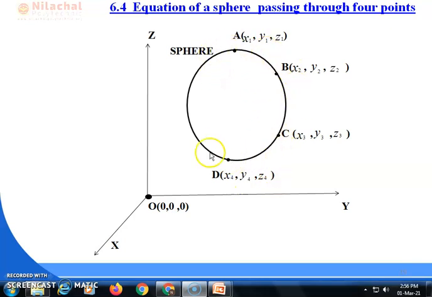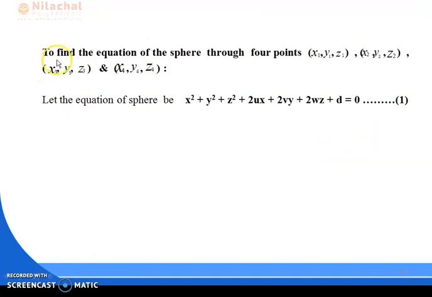So that means only 4 points are given which are on the circumference of the sphere, and also you can say that the sphere passes through these 4 points. Let's see. To find the equation of a sphere passing through 4 points, first of all we should let the equation of the sphere be our general equation of the sphere. Equation number 1: x square plus y square plus z square plus 2ux plus 2vy plus 2wz plus t equals 0. This is our sphere equation.